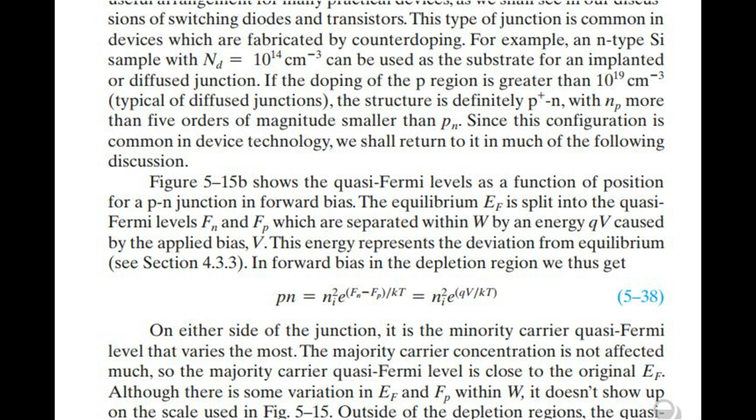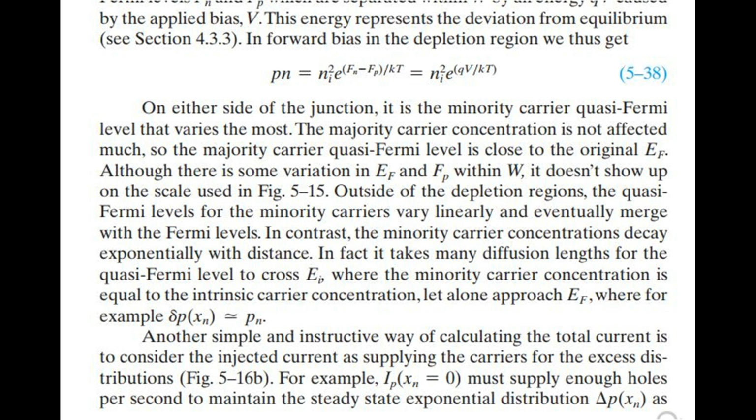Although there is some variation in Fn and Fp within W, it doesn't show up on the scale used in Fig. 5.15. Outside of the depletion regions, the quasi-Fermi levels for the minority carriers vary linearly and eventually merge with the Fermi levels. In contrast, the minority carrier concentrations decay exponentially with distance. In fact, it takes many diffusion lengths for the quasi-Fermi level to cross Ei, where the minority carrier concentration is equal to the intrinsic carrier concentration, let alone approach F, where for example delta p at xn equals pn.